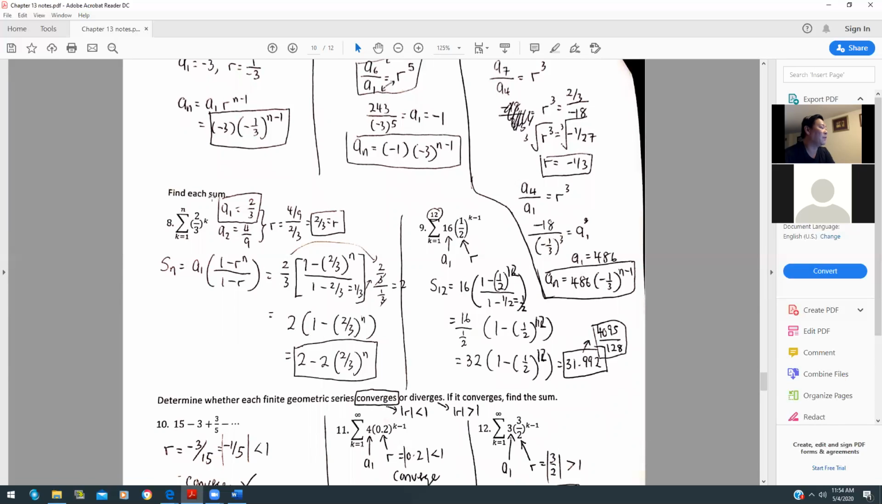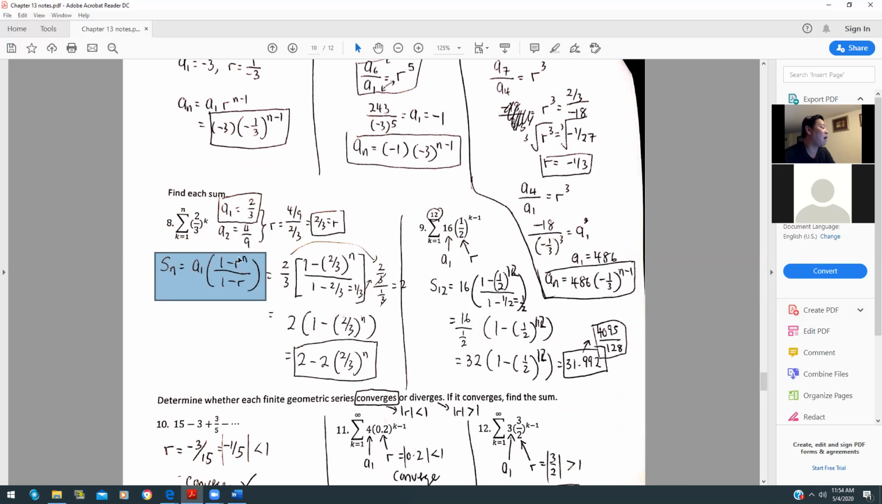So let's take a look at number 8. This is the finite sum. This is a formula you need to know. So find the finite sum. A1 is your first term. And how do you know your first term? You plug in k as 1, you get 2/3.